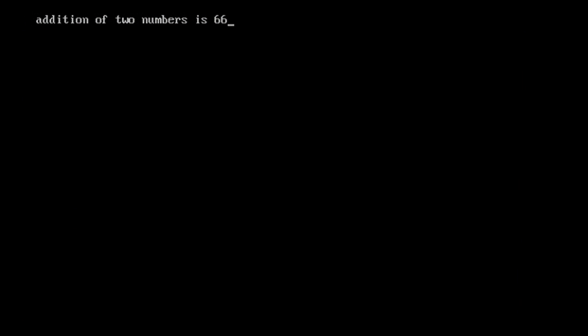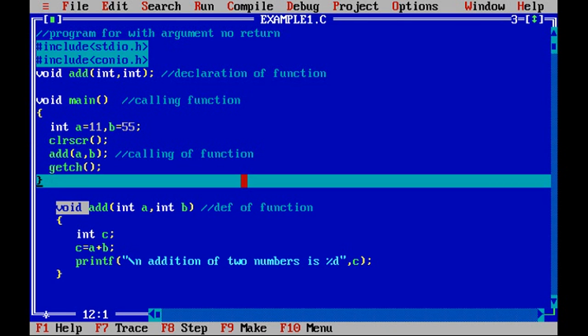Now this time we are getting the message that addition of two numbers is 66. The same thing you can tally with user defined values. Instead of initializing the values, that is a equal to 11, you can accept the values from the user by using printf and scanf statements, then pass them to the function and check the result. That is all about the function.